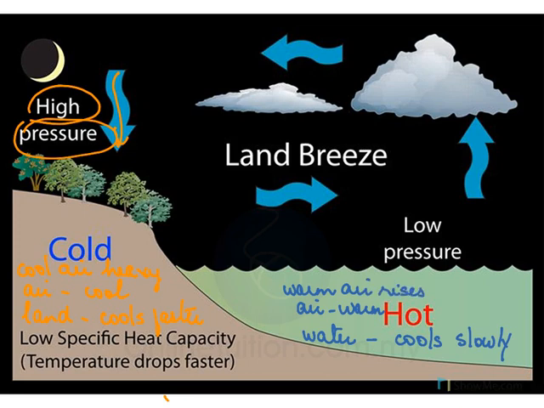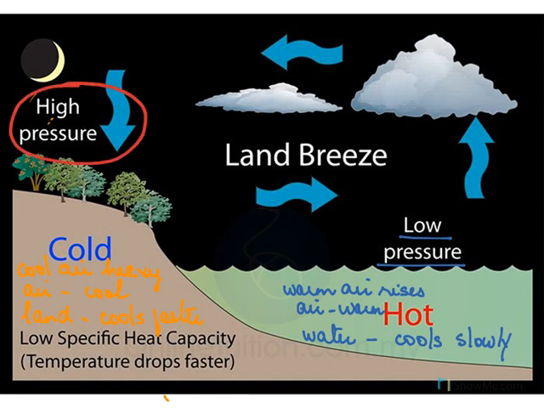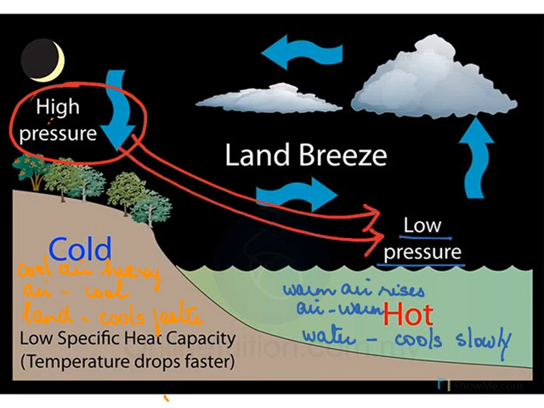And because warm air rises up, there is low pressure over the sea. So over the sea there is low pressure, while over the land there is high pressure. So there is a difference in pressure. And because of this difference in pressure, air now moves from high pressure to low pressure, from the land to the sea. And these are called land breezes, and they blow only during the night.